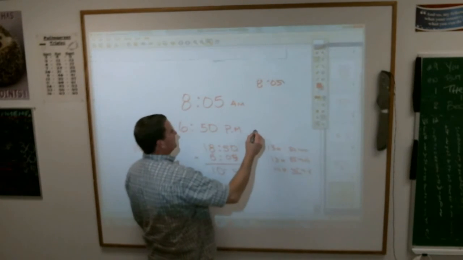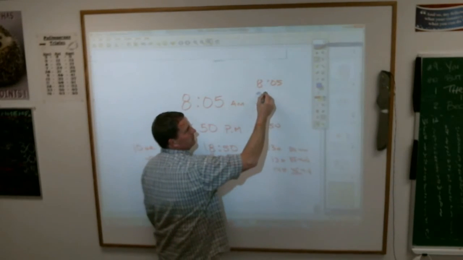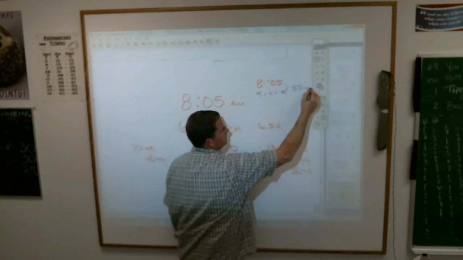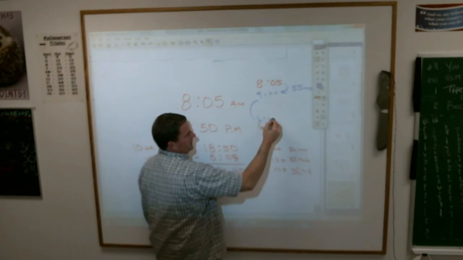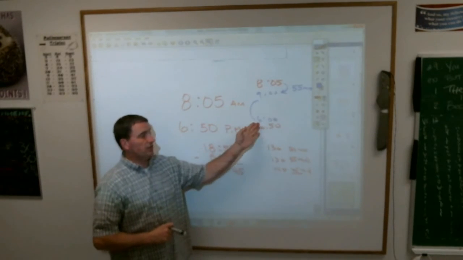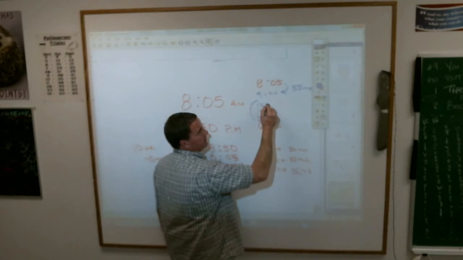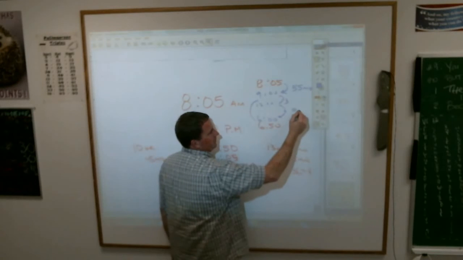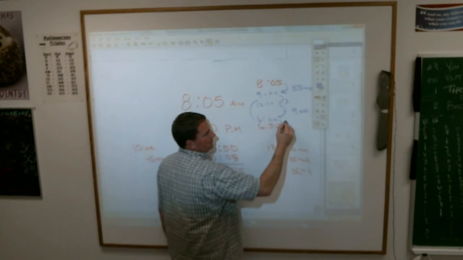8:05 to 6:50. To go from 8 o'clock to the next hour would be 9 o'clock. How many minutes is that? 55 minutes, right? Now to go from 9 o'clock to the whole hour that's closest to where you want to go, which is 6 o'clock, takes you 3 hours to get to noon, and then another 6 hours to get there. That's 9 hours. And then to go from 6 o'clock to 6:50 is another 50 minutes.